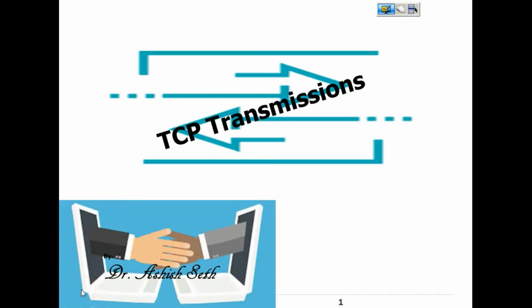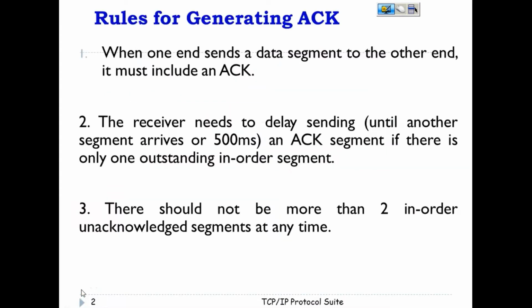Hello friends, in this video we will discuss TCP transmissions and how transmissions are made using TCP. As we know, TCP is a reliable protocol and this reliability is maintained by acknowledgements. So in TCP there is a defined acknowledgement policy. We'll see one by one the different acknowledgement rules defined in TCP. Basically there are six rules defined for acknowledgement to make all the transmissions reliable.